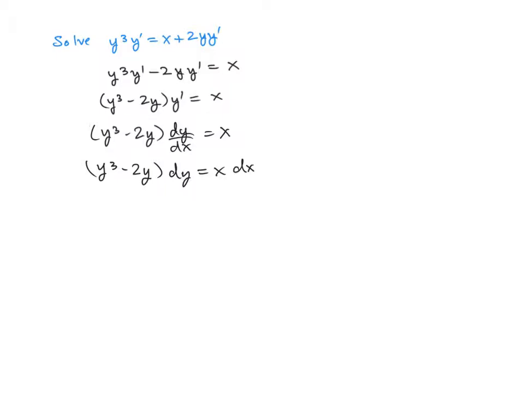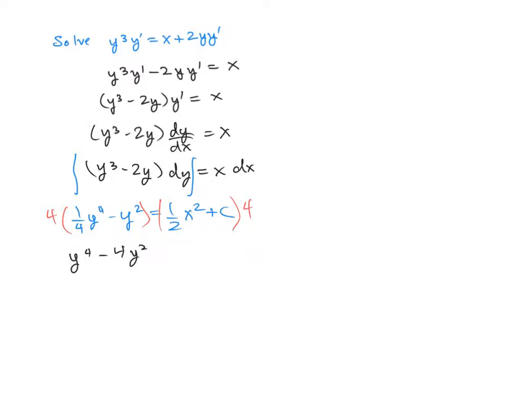Now to solve this, we can integrate both sides. And in doing so, we're going to have 1/4 y to the fourth minus y squared is equal to 1/2 x squared plus c. And then if we want, we can multiply the whole equation by 4 to clear out these fractions. So that's going to take us to y to the fourth minus 4y squared is equal to 2x squared plus a new arbitrary constant c.